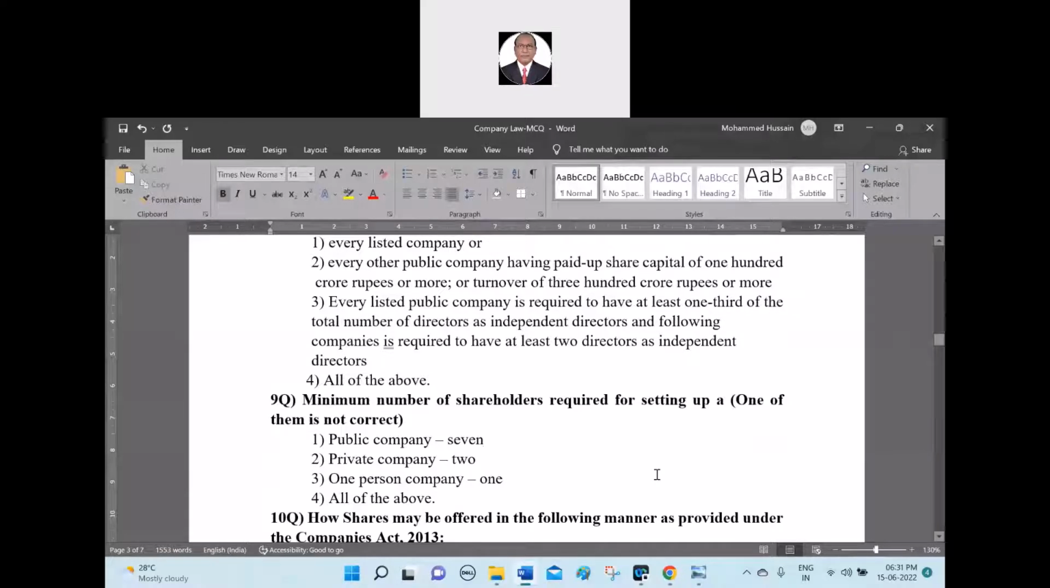Ninth question. Minimum number of shareholders required for the setting up of a company, one of them is not correct. See, when I say one of them is not correct, it means the other three are correct. Now you tell me. Number one option, public company is 7.